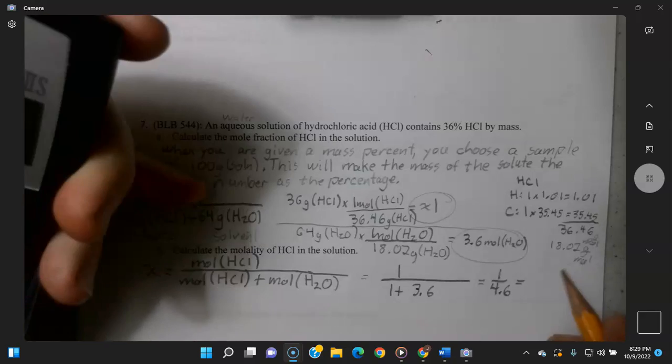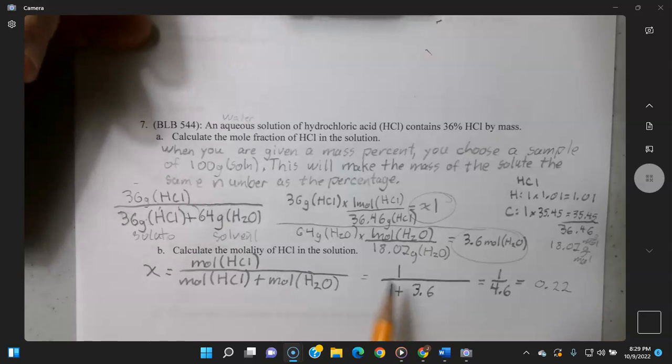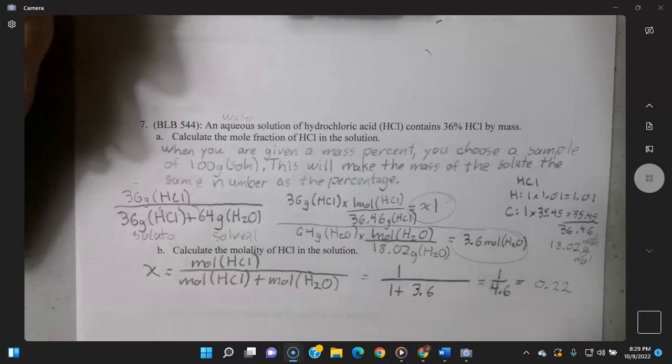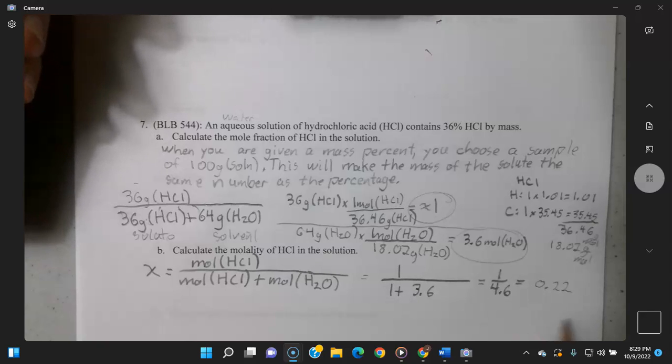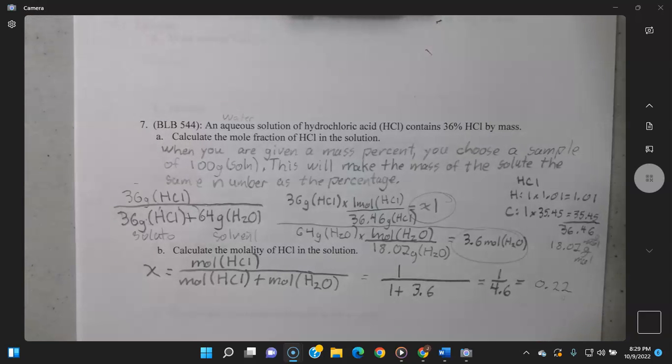And that gives us 0.22. If you did want to make it mole percentage, which you never do, it's always mole fraction. Don't ask why, it just is, because that's just what's needed in various chemistry problems. It would be 22%. So 22% of the solution in moles would be HCl, hydrochloric acid.